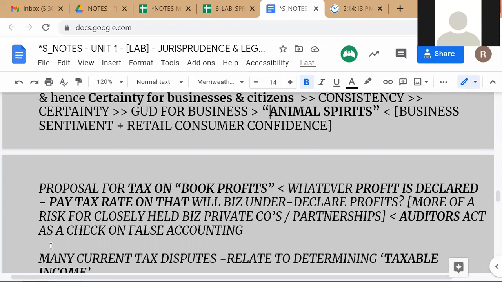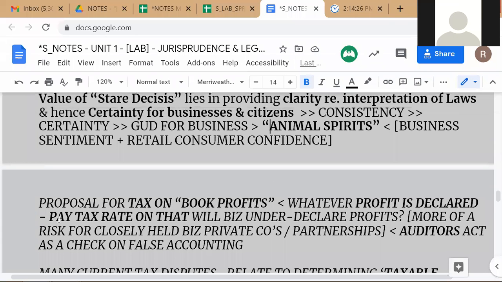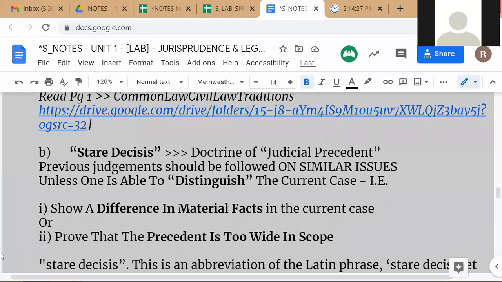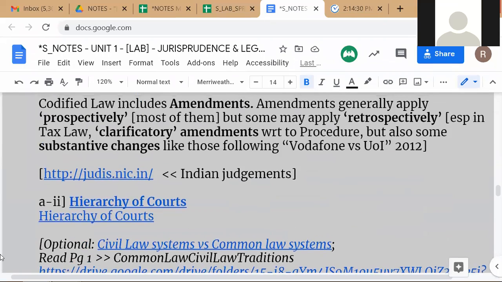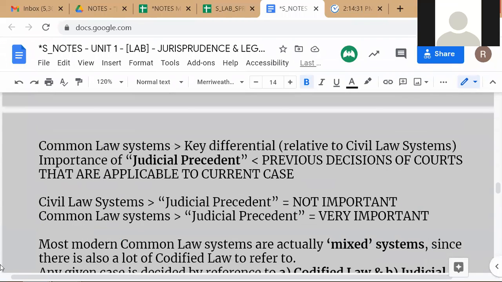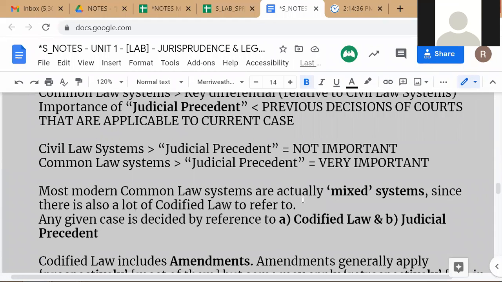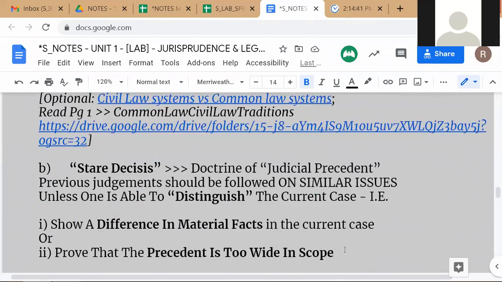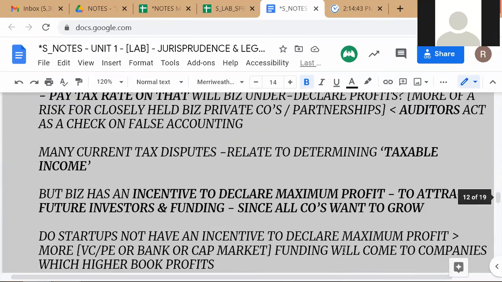Yes, sir. And sir, one more question. So I just wanted to clarify, stare decisis will be applicable in common law systems, right? Correct. Okay, sir. So it is written here. When you go through the notes, you'll find that it is there in common law systems. So judicial precedent is basically stare decisis, the doctrine of precedent, in common law systems. Okay, all right.